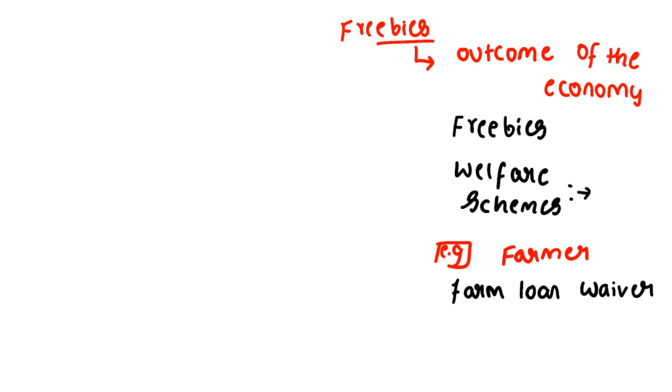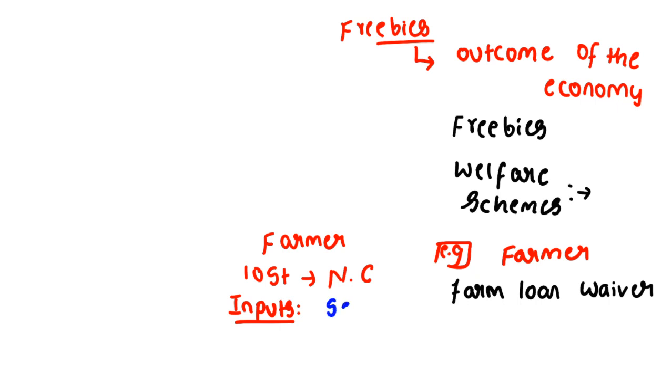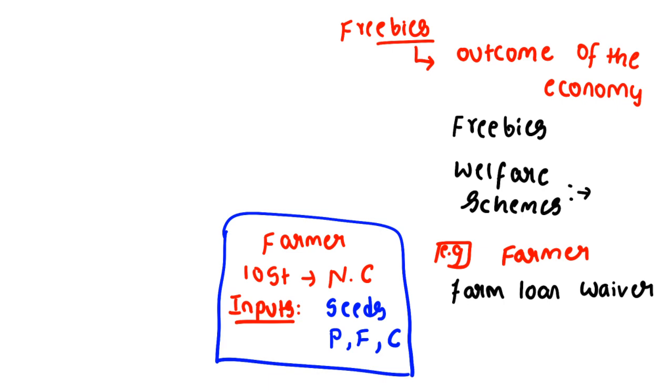Then if you see, there is another case. There is a farmer who lost his crop because of natural calamities. So the government might promise that if you elect me, I will give inputs free of cost to you. What are these inputs? Inputs are nothing but seeds, pesticides, fertilizers and all this. And inputs are also a few credit. So these things will definitely help the farmer to become a productive person.